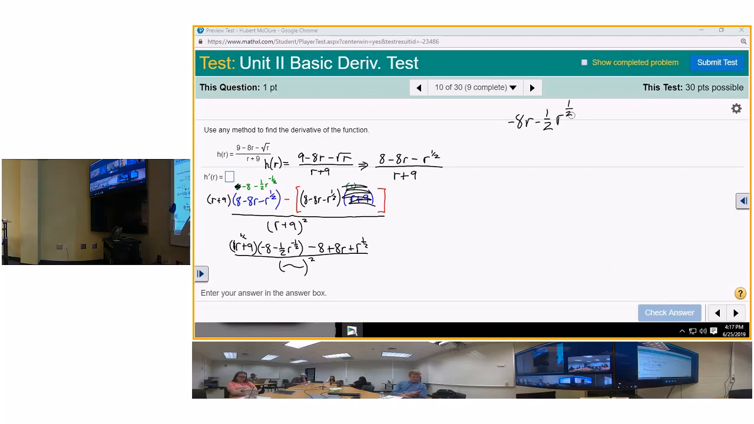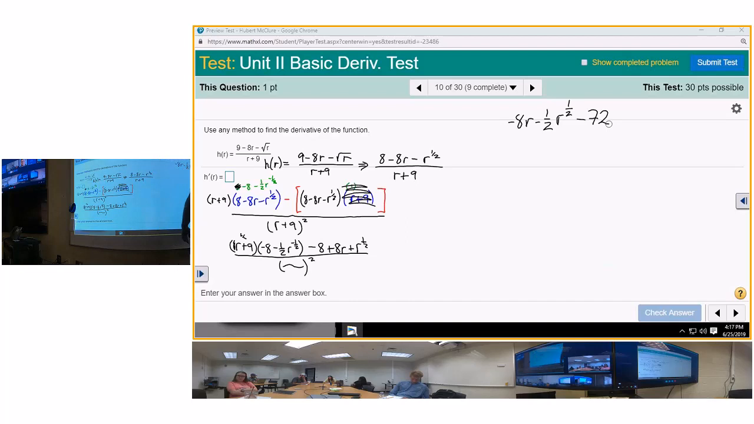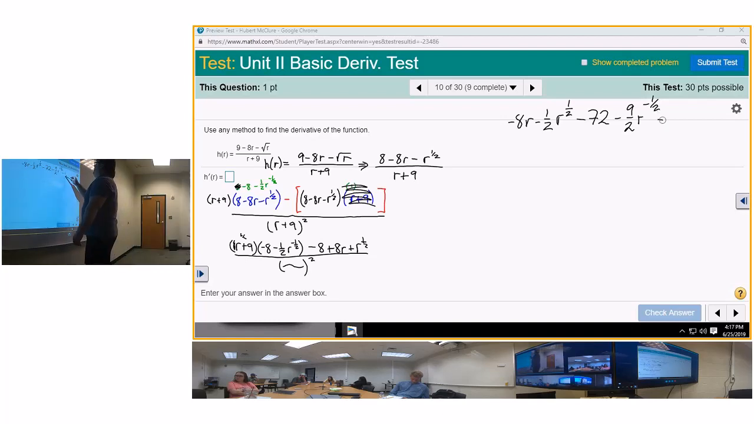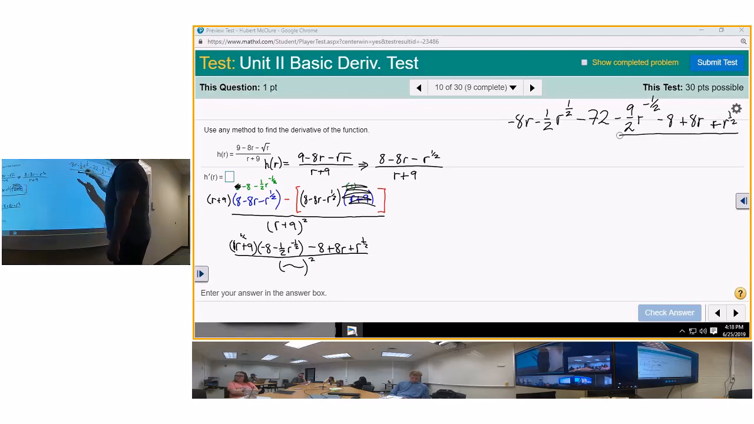Inside, 9 times 8 is 72. Last is 9 halves, be a negative 9 halves R to the negative half. Negative 9 halves R to the negative half. And then, is that plus 8? Be a minus 8 plus 8R plus R to the 1 half. And I may be totally off base, but I don't know if they want you to go this far or not.